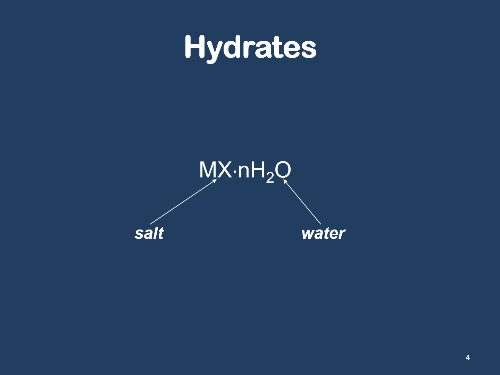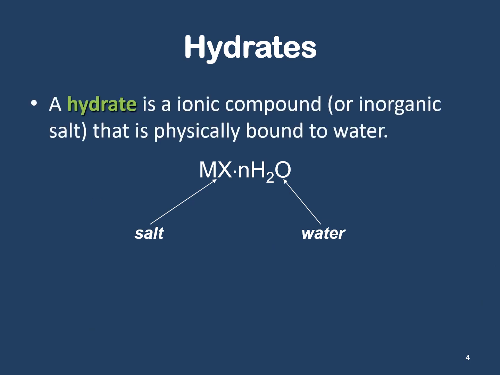All right, so we're going to talk about one more naming system here before we end this video, and that is hydrates. So what is a hydrate? A hydrate is an ionic compound with water attached to it. So we have water bound to it. Now, usually there is an integer number of waters. That's this n value. It has to be a whole number, an integer.